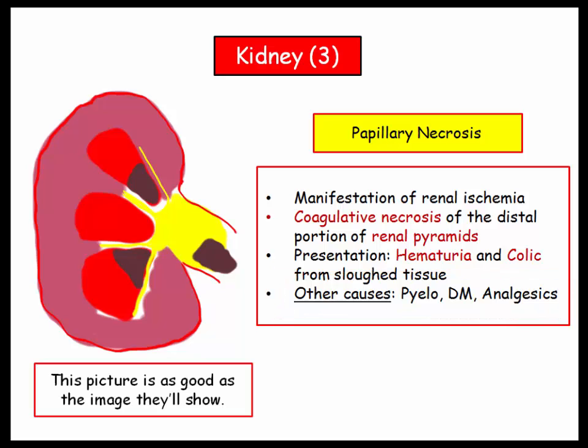As for the lousy drawing, all the questions I've seen on papillary necrosis show a cross-section through a kidney. They have arrows pointing to the renal pelvis. You can't make anything out from the images. Just pay attention to the question stem.